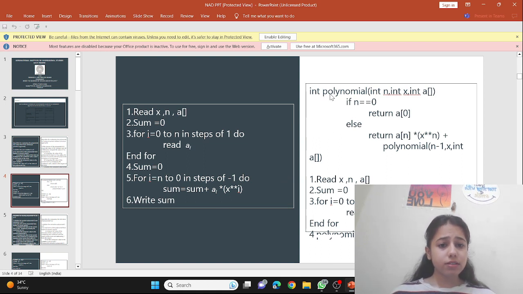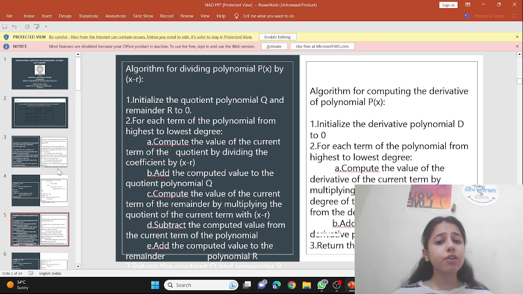Now the algorithm for the recursion: int polynomial(int n, int x, int a). If n equal to 0, return a_0, else return a_n into x to the power n plus polynomial(n minus 1, x, a). We have given this polynomial. The first step is to read x, n and a. Then we initialize sum equal to 0, for i equal to 0 to n in steps of 1, do read a_i, and call polynomial for x, a. You can see here.